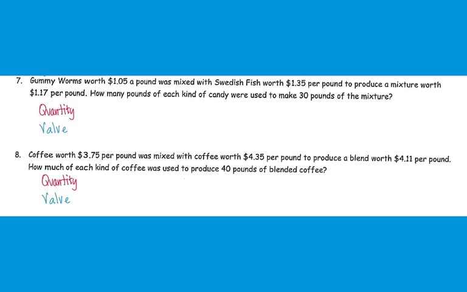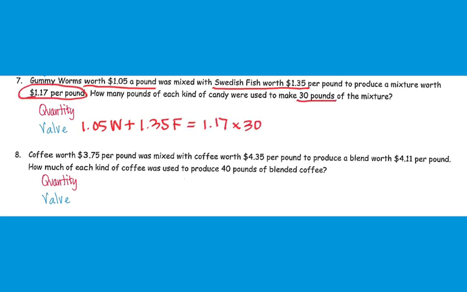All right, let's move on to our candy store questions and our coffee shop questions. So on number 7, we have gummy worms for $1.05 a pound. That's what they're worth. So I'm going to start with the value part, right? Is mixed with Swedish fish, which are $1.35 a pound, right? The total value that we're selling is for $1.17 a pound for 30 pounds.